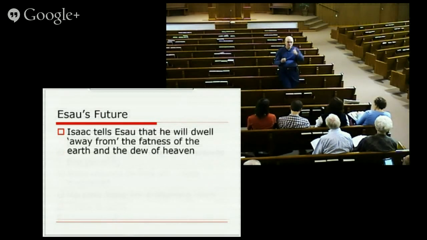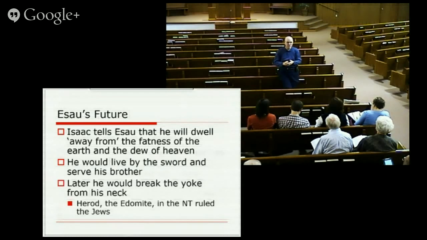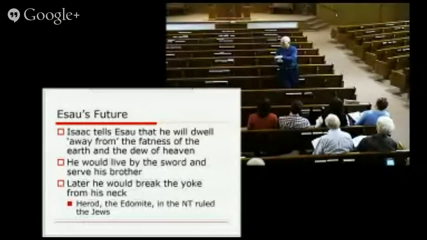So Esau's future, Isaac tells him he can go away from the fatness of the earth, things Jeff just read, live by the sword, serve his brother. But later on, he would break the yoke of his brother's rule over him. Think about later on in New Testament time, when Herod the Great is ruling over the Jews. What nationality was Herod the Great? In the New Testament, he really is an Edomite. Okay, so Herod is an Edomite, a descendant of Esau, ruling over the Jews in New Testament time.